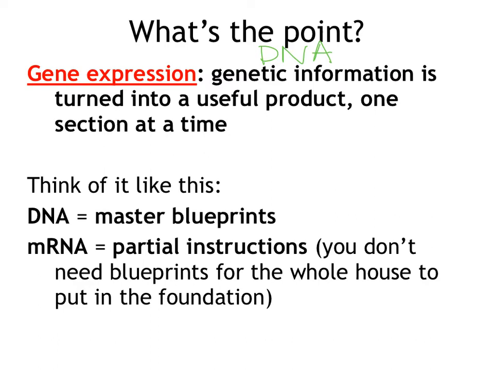So something important to keep in mind is that the reason this is important is because DNA tells us what genes or what traits or what characteristics to have, but this mRNA and these proteins actually make those things happen. Okay, so you saw it today to be thought of like this, that DNA is the master blueprints and mRNA is partial instructions. So it's just pieces of the blueprint.